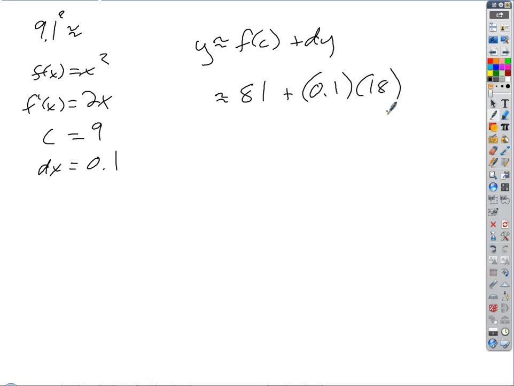Wouldn't it be easier to just multiply 9.1 times 9.1? Well, it would, but with square roots you can't do that as easily. Or what if we were taking something to the 1.3 power?